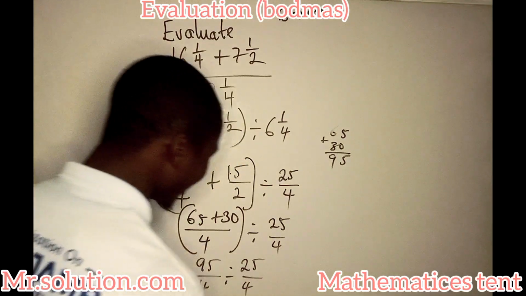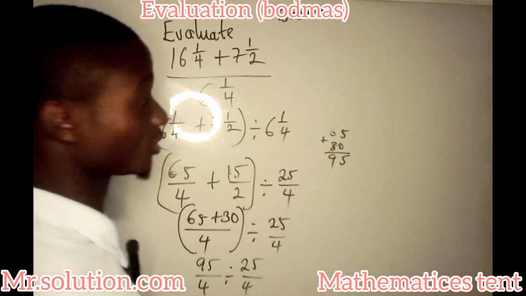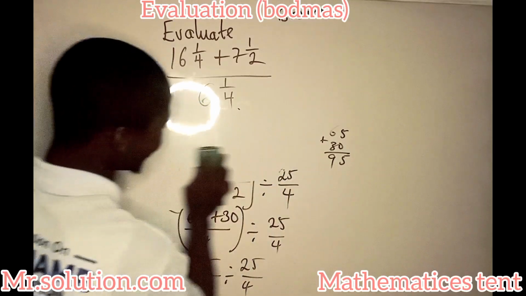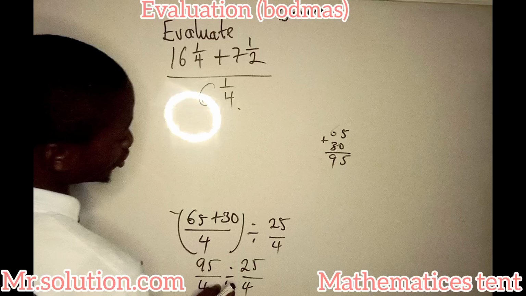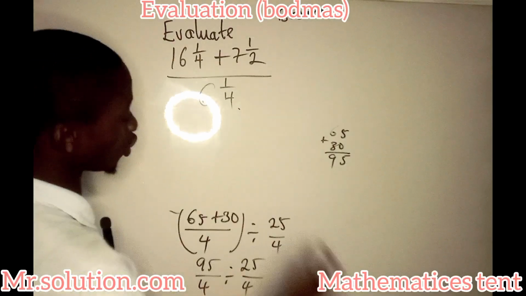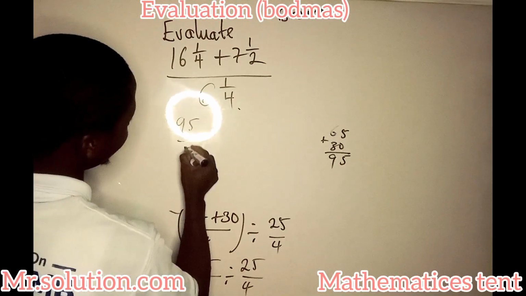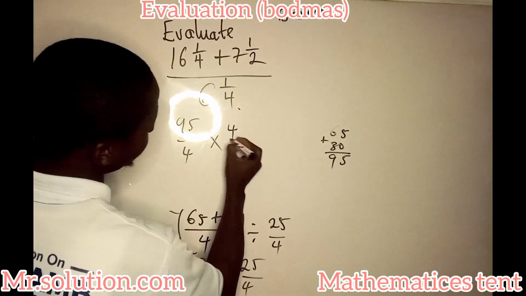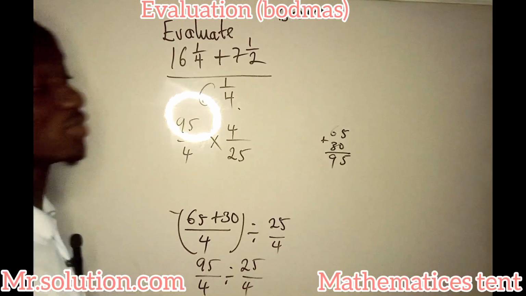Now, there's a law in fractions. Especially when you are dividing fractions, that law says that whenever you have two fractions and in the middle of those fractions you have a division sign, you have to change that division to multiplication, and the denominator goes up and the numerator comes down. So we are going to have 95 all over 4, and this division sign becomes times. This 4 goes up, then this 25 comes down. This is how we do it whenever you need something like this.